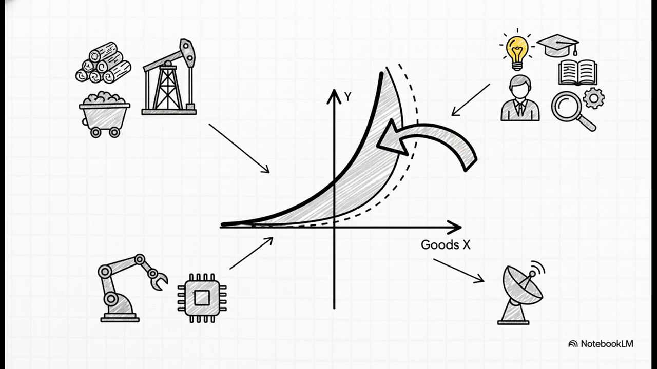The answer is economic growth. And that comes from a few key things. Getting more resources, making our current resources better, think about what a better educated workforce can do, or, the big one, through new technology that just lets us do more with what we've got.